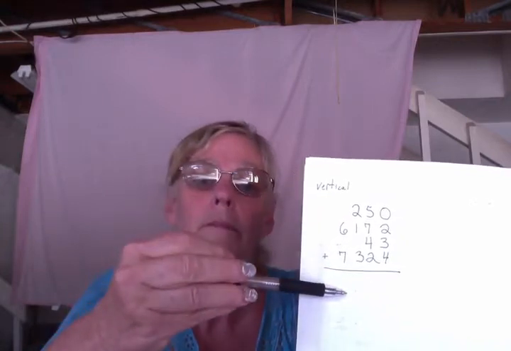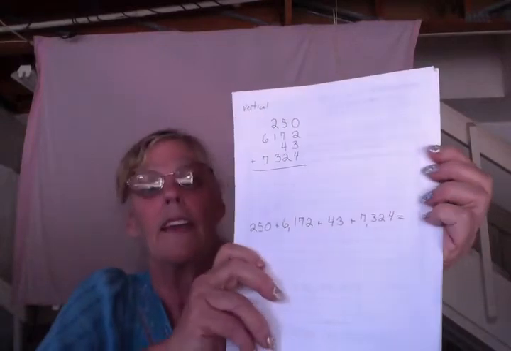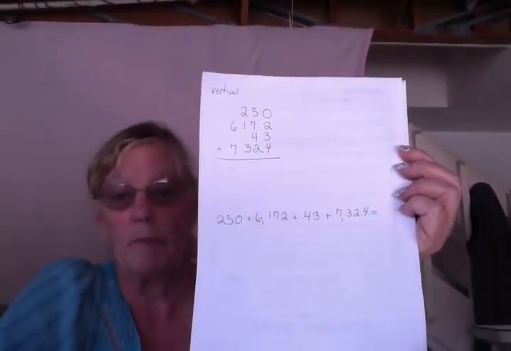This is vertical. But sometimes you'll see this problem written this way. You'll see it as 250 plus 6,172 plus 43 plus 7,324 equals. Now, I'm going to show you what you see a lot, and I don't like it. Okay? This is called horizontally. And Miss Tracy does not like to try and do her problems this way.